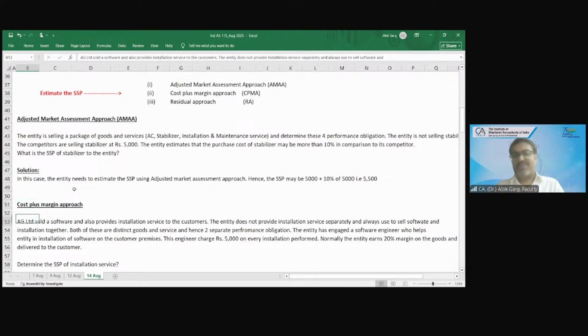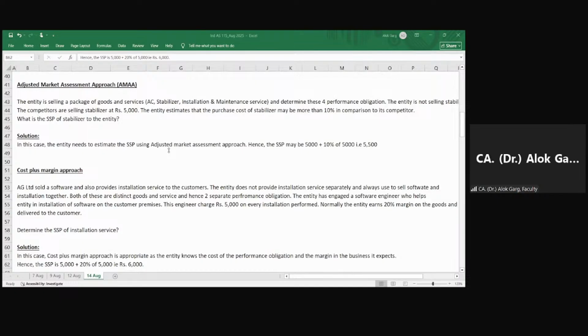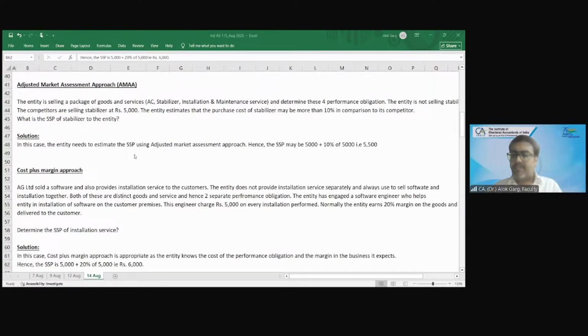Cost plus margin approach. Now you have to determine the standalone selling price of the performance obligation. You don't have that. But you are a company which has a policy that I will sell the goods at a minimum of 20% margin. So what is my margin threshold? My margin threshold is 20%. I will earn 20% margin.